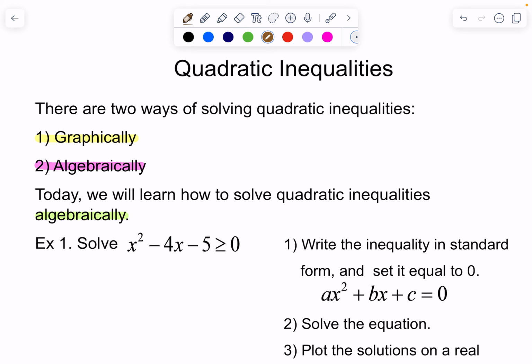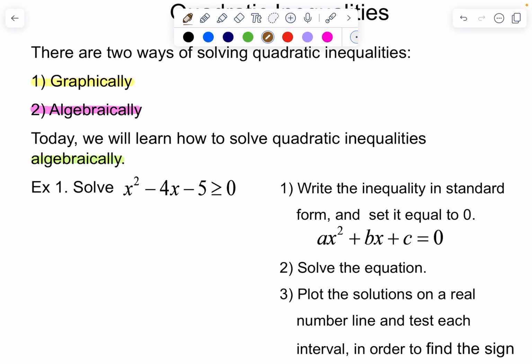Let's solve x squared minus 4x minus 5 is greater than or equal to 0. Well, first things first, step one, we're going to go ahead and write the inequality in standard form and set it equal to 0. Remember that standard form is ax squared plus bx plus c equals 0. Once it's in standard form, we're going to go ahead and solve the equation.